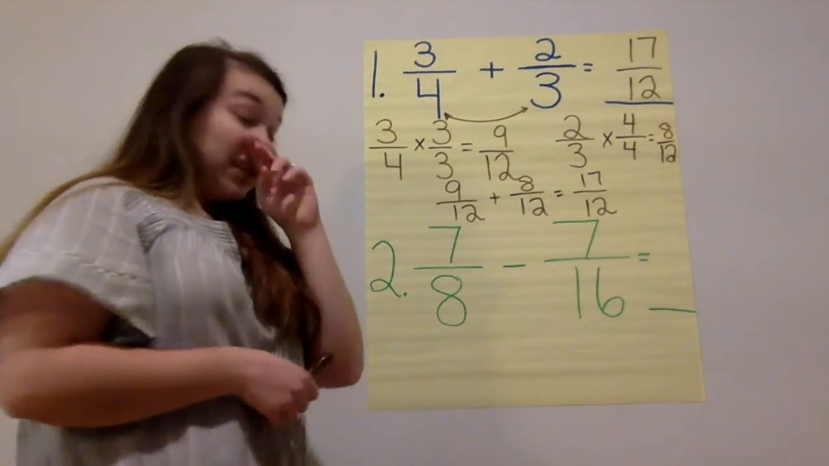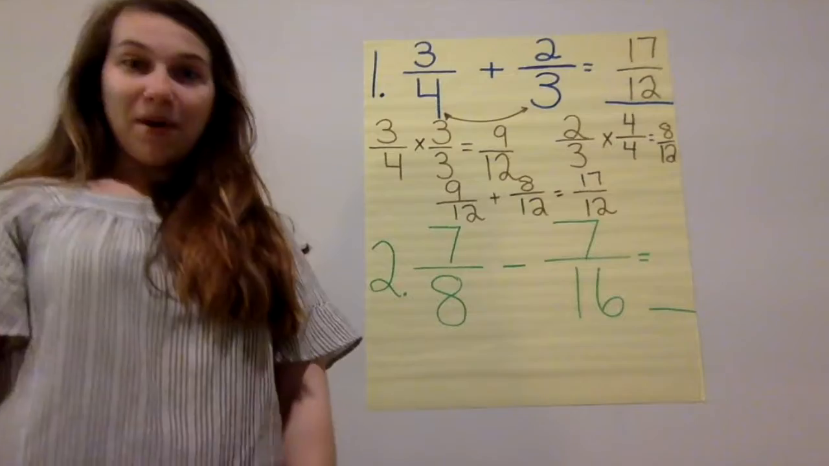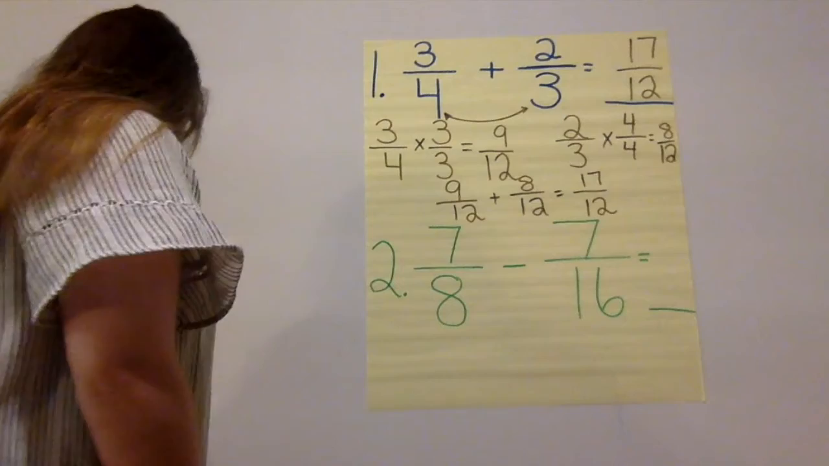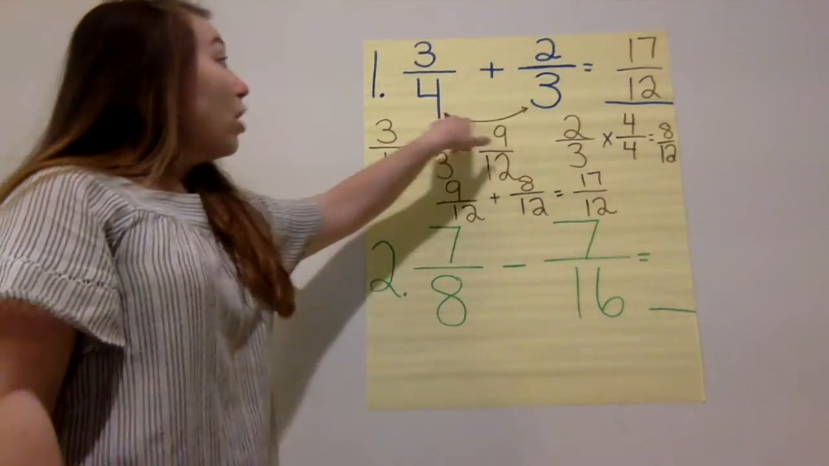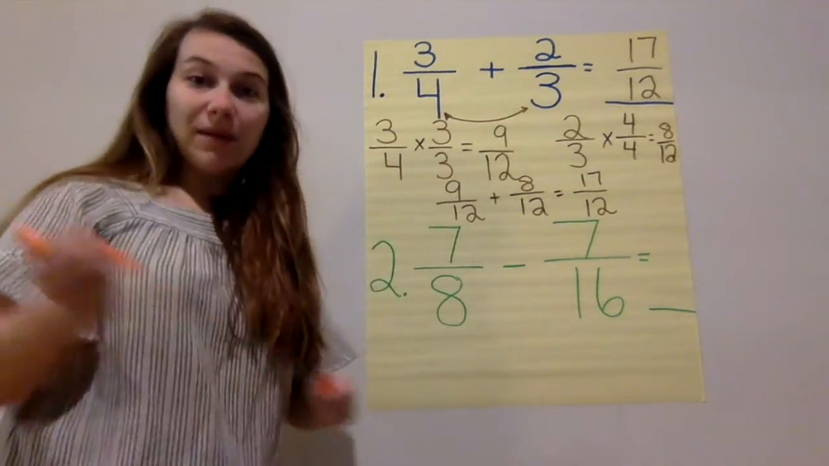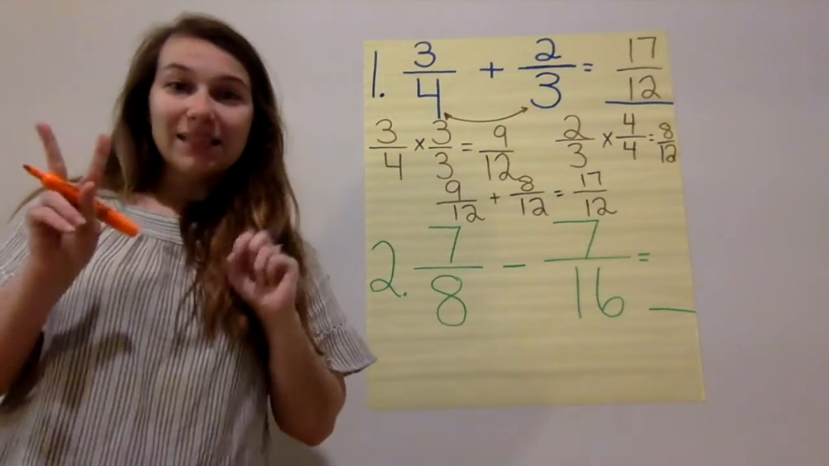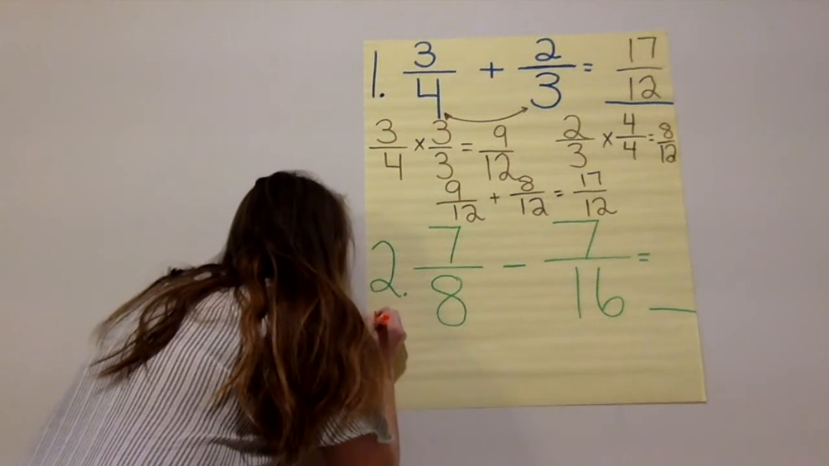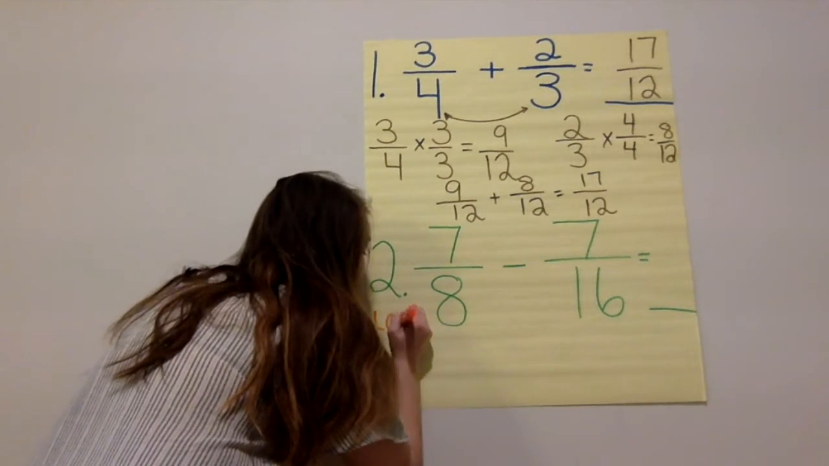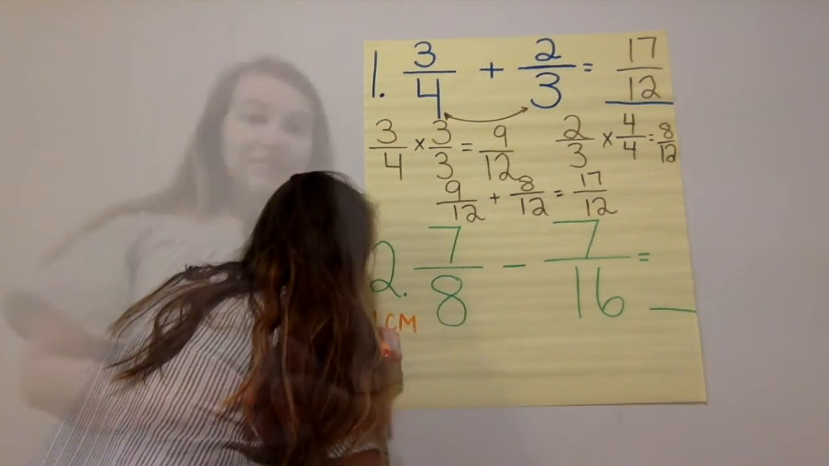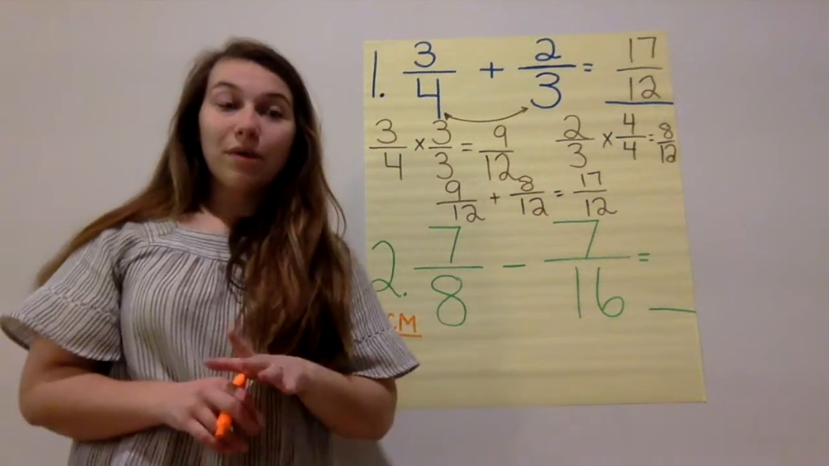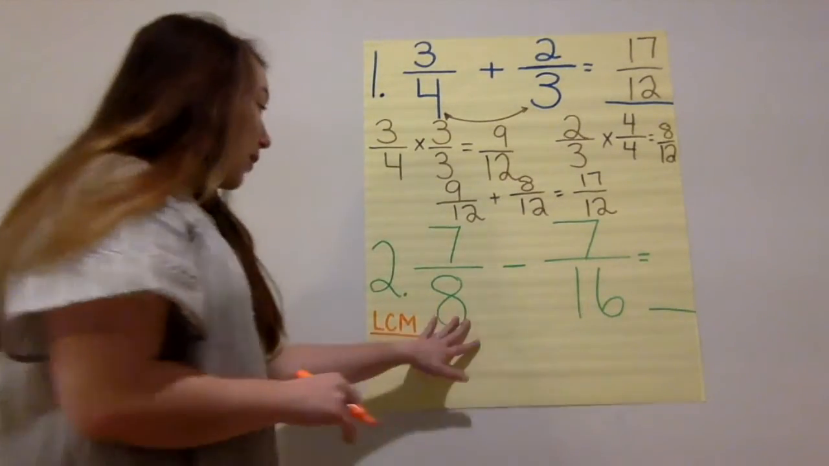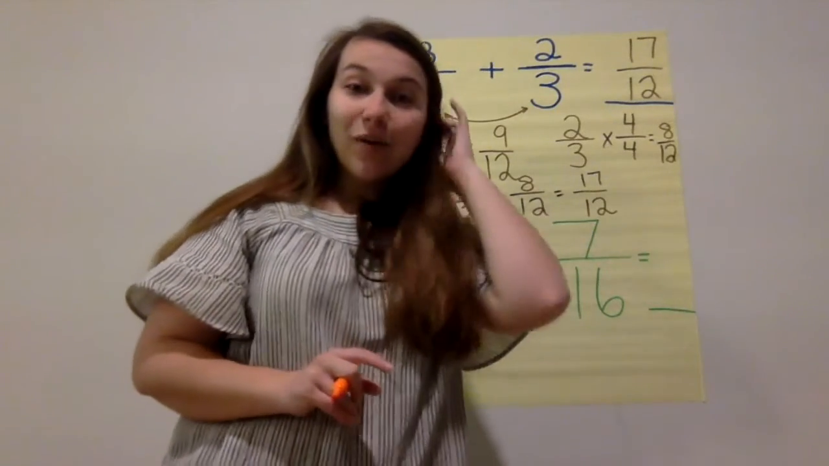All right. So if you need a little bit more time to copy down the problem, go ahead and pause the video. If not, we are going to start on this. This time, instead of multiplying by the opposite denominator, we are going to use our second method, finding the least common multiple. I'm going to write LCM, standing for least common multiple. So we're going to be looking for the smallest number that both 8 and 16 can go into.